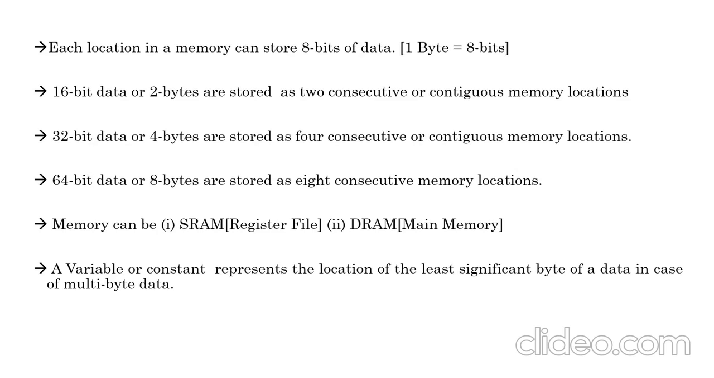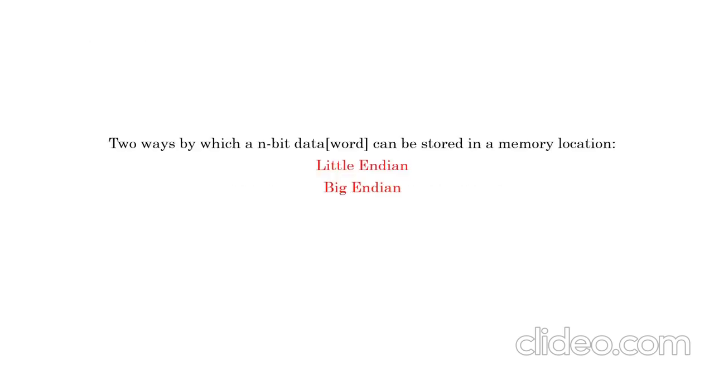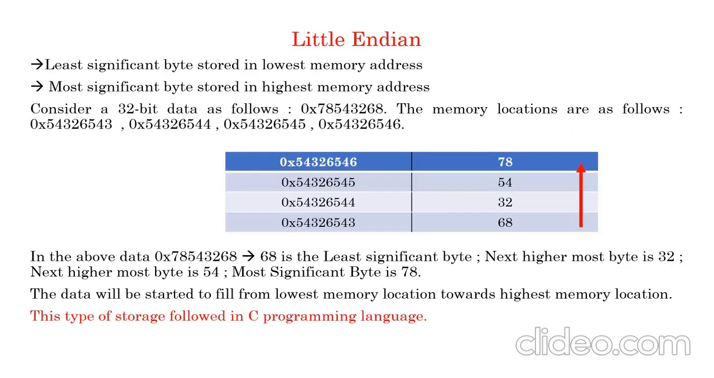There are two ways by which data can be stored in a memory location. One is called little endian, another is called big endian. In little endian, the least significant byte will be stored at the smallest address, that is the little end. The most significant byte will be stored at the big end, which is the highest memory address. So the least significant byte is stored in the lowest memory address, and the most significant byte in the highest memory address.